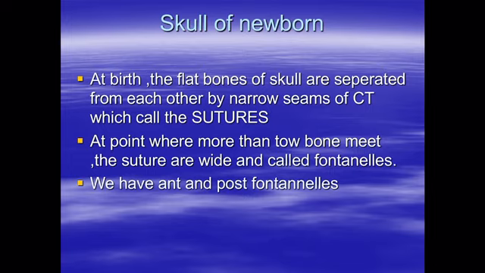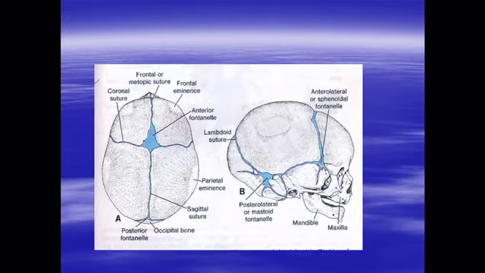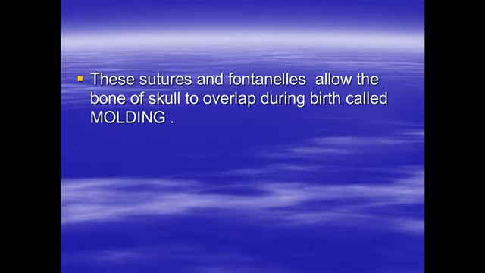We have anterior and posterior fontanelles. These are the sutures and these are the fontanelles. This is the anterior fontanelle, this is the posterior fontanelle. These are the sutures. These sutures and fontanelles allow the bones of the skull to overlap during birth. This method is called molding.